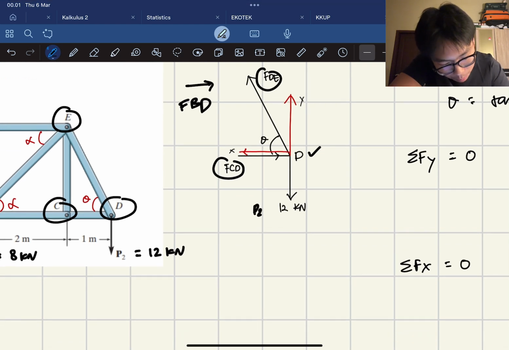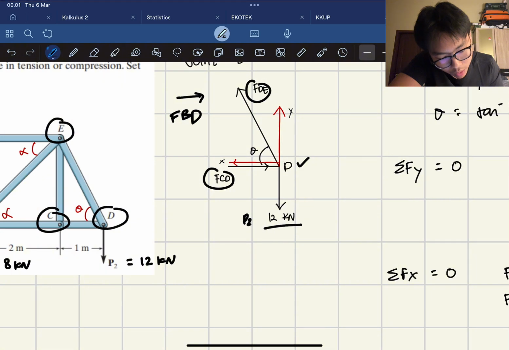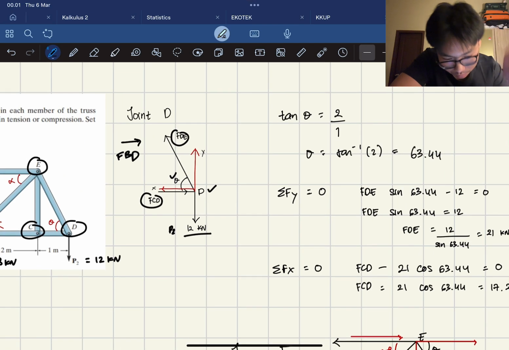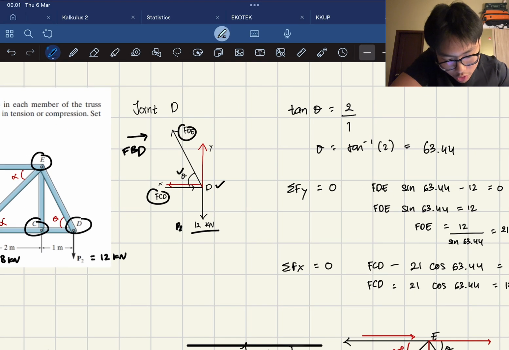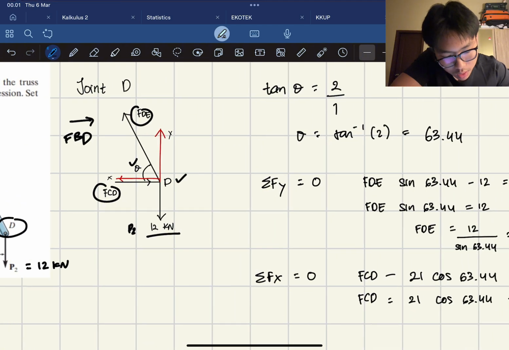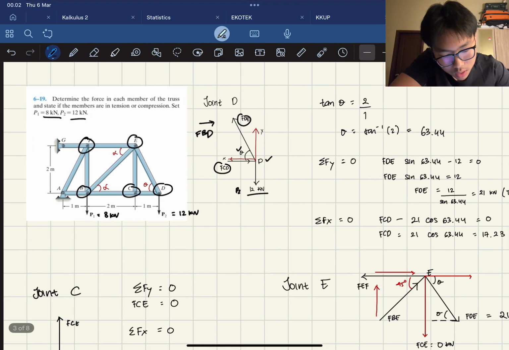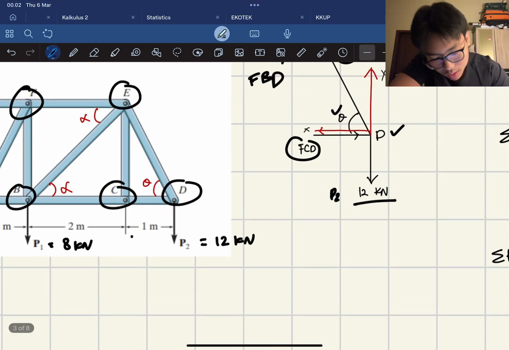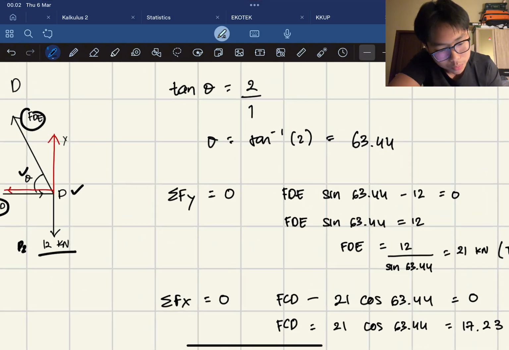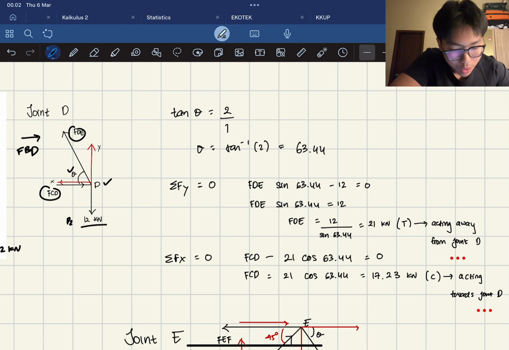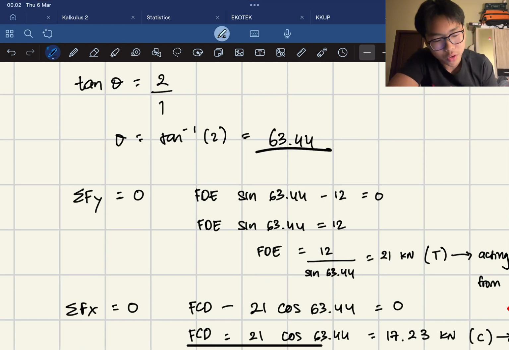We are given that P2 is 12 kN, and there is an angle here, angle theta. First we're going to find this angle by using tan theta. We get this from 2 over 1, where this is 1 and this is 2 meters. So theta equals inverse tan of 2, which equals 63.44.